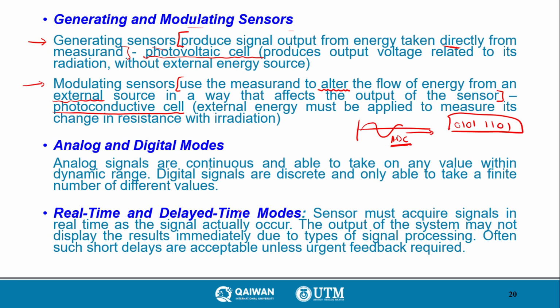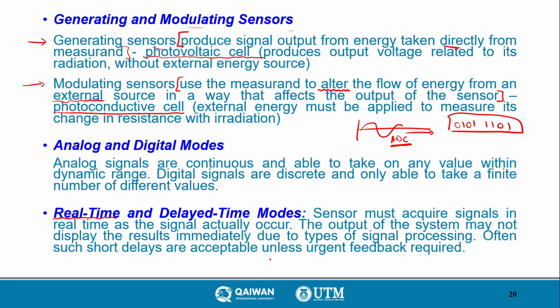Real-time versus delayed time modes. Sensor must acquire signals in real time as the signal actually occurs. The output of the system may not display the results immediately due to types of signal processing. Often such short delays are acceptable unless urgent feedback is required. Real time is required in some signals.